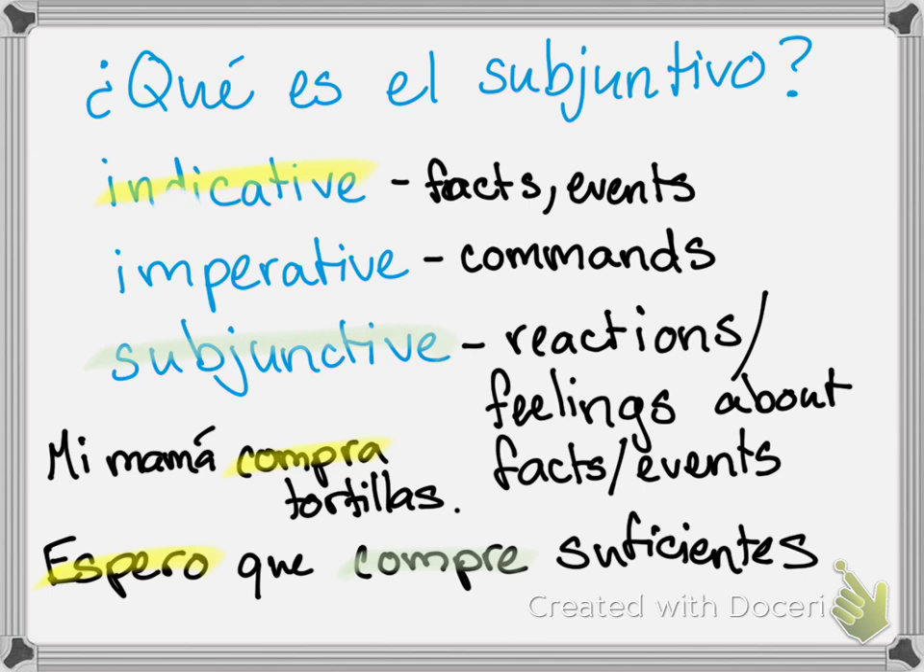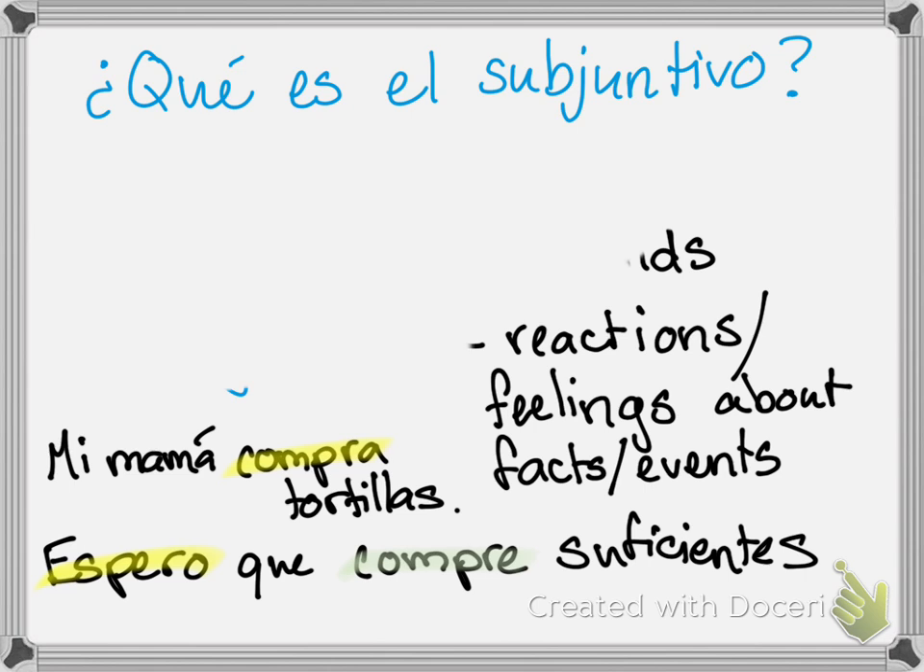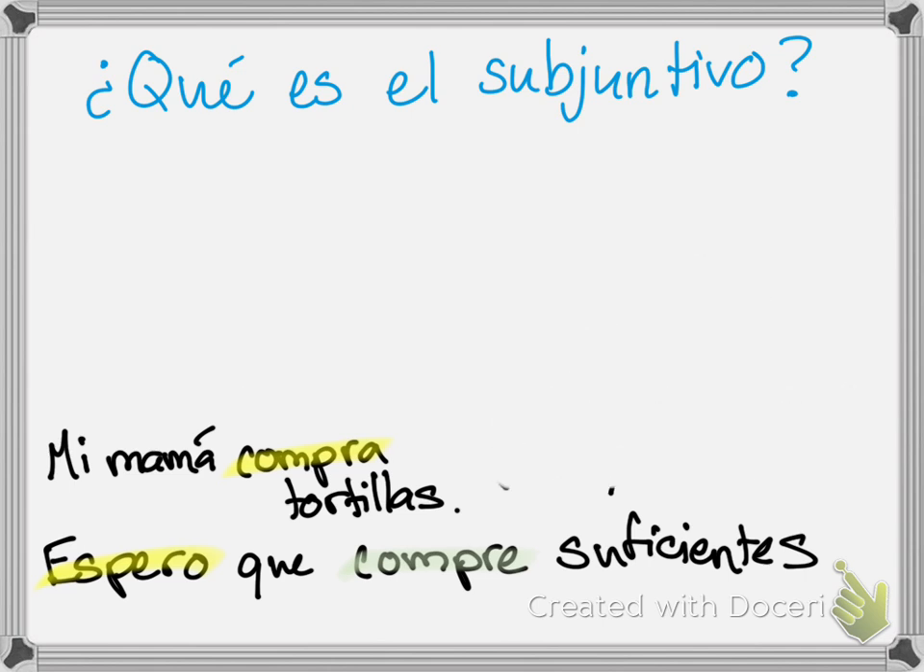If I take a look at this sentence that I just wrote here below, mamá compra tortillas, that's an entire clause. It's one clause. But if I look at my second sentence down there, I have espero, which is one clause, and then que compre suficientes, which is another clause. So that's a subordinate clause because it depends on my first clause to exist. Basically, all that means is we find the subjunctive as a part of a complex sentence that has more than one verb, right?